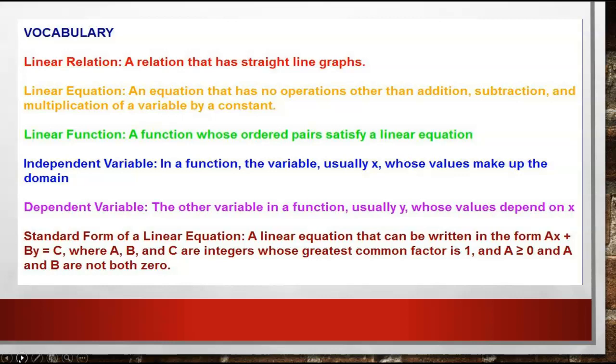So the dependent variable, that's the other variable in our function. It's usually y. And it's when y depends on x. The dependent variable depends on the independent variable. It is often referred to as the range. The independent is the input. The dependent is the output. So again, independent, domain, input, usually x. Dependent, range, output, usually y.